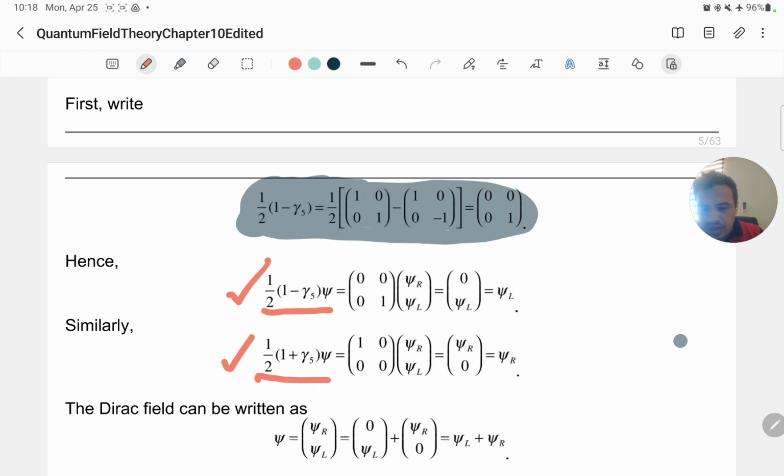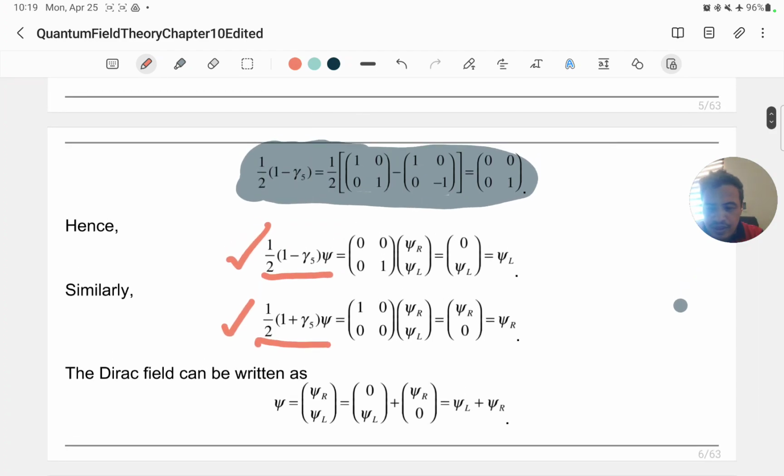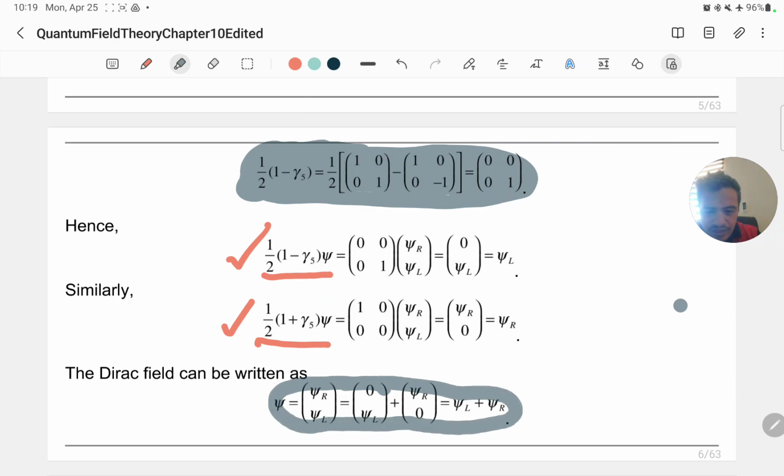So you can see from here that the Dirac spinor for the leptonic particles can be written separately into two spinors, containing only the right-handed leptons, and the other one containing only the left-handed leptons.